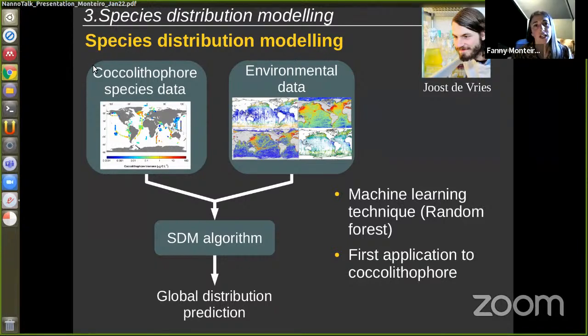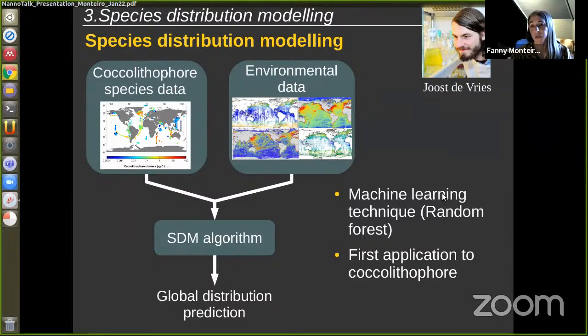So how does that work? First, you take species data, here for instance the biomass of coccolithophore from the MAREDAT dataset, and then combine it with environmental data, so observations for temperature, salinity, oxygen, nutrients, etc., any environmental data that you want. You then run a species distribution model algorithm, which tells you the relationship between the biomass or the abundance and the environment. Based on this relationship, it is able to fill the gaps, and you end up with a global distribution prediction of your different species of coccolithophores.